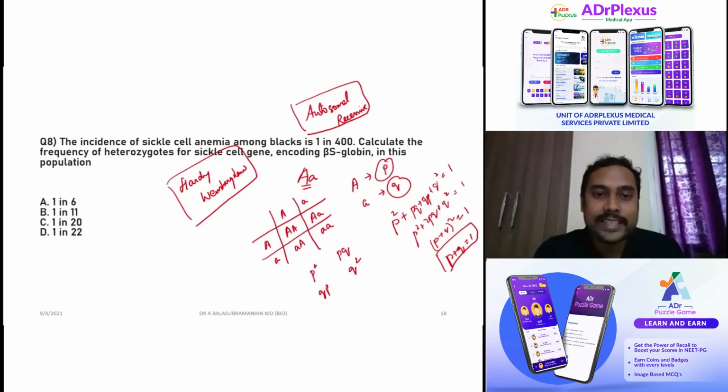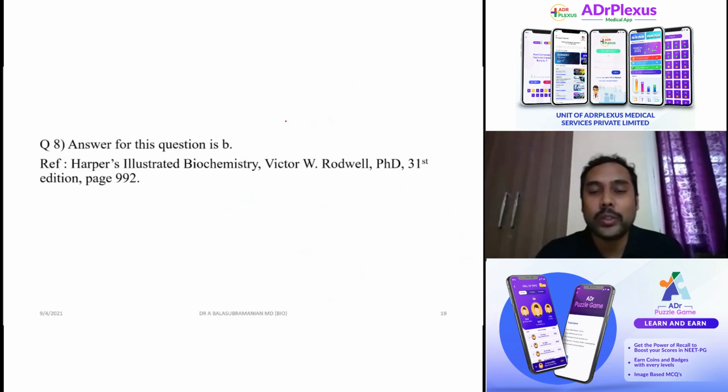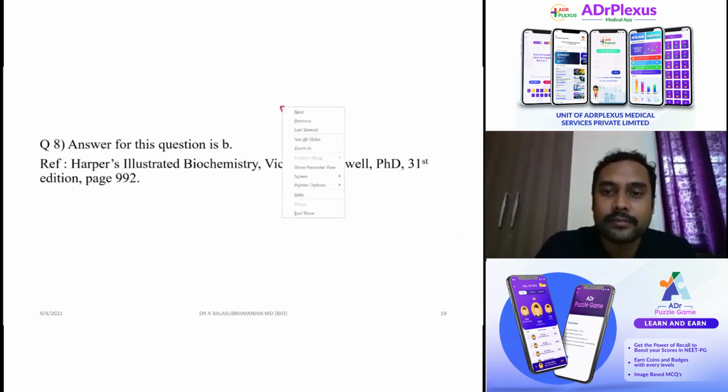Okay, now what he is telling is sickle cell anemia among blacks, a homogeneous population. Okay, no white, only black. It is 1 in 400. We should not be racist, but then what to do? Okay, 1 in 400. Calculate the frequency of heterozygotes for the sickle cell gene. So I told you this law is applicable only to the recessive. So the recessive, this is dominant, right? This is heterozygotes. This is the recessive people. So this is a recessive disorder.